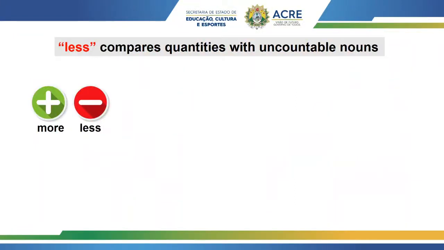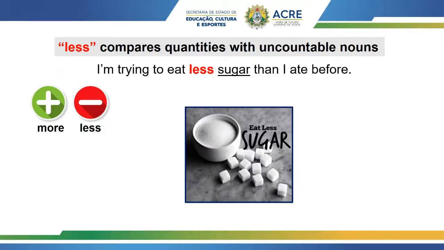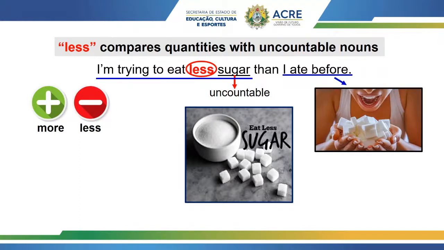Less compares quantities with uncountable nouns. Example, I'm trying to eat less sugar than I ate before. Less plus uncountable noun. I ate a lot of sugar before. Now, I'm trying to eat less sugar. So, we have a comparison between before and after.